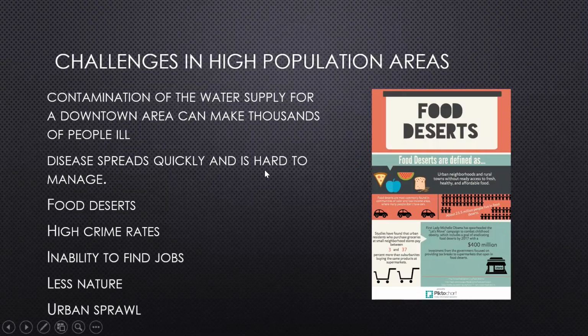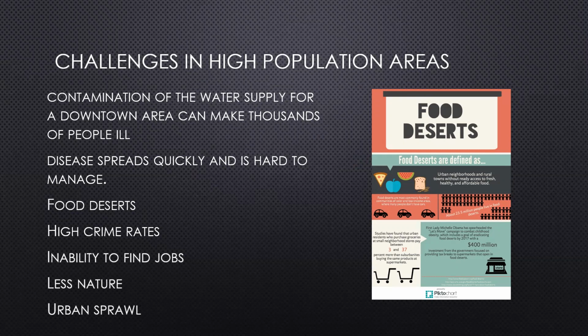That is to say, there are plenty of challenges that present themselves in high population areas, such as the contamination of the water supply for a downtown area. That can make people sick, and diseases are going to spread quicker. There are going to be food deserts, urban areas and rural towns without ready access to fresh, healthy, affordable food, and we'll look more into that when we talk about cities specifically.